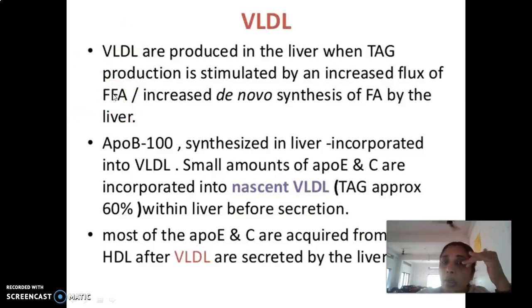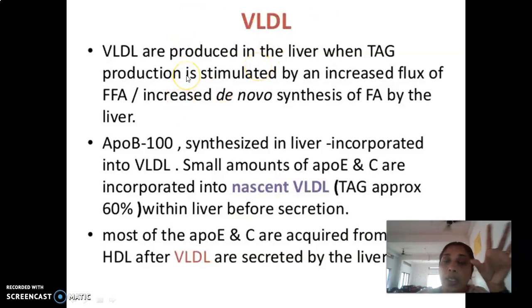But when compared to the chylomicron concentration, the quantity of TG carried by the VLDL is a little bit less. That's why it has a greater density than the chylomicron, right? So it is the VLDL. It's again synthesized by the liver. Chylomicrons are synthesized by the intestinal cells or the enterocytes, while VLDL is synthesized in the liver.